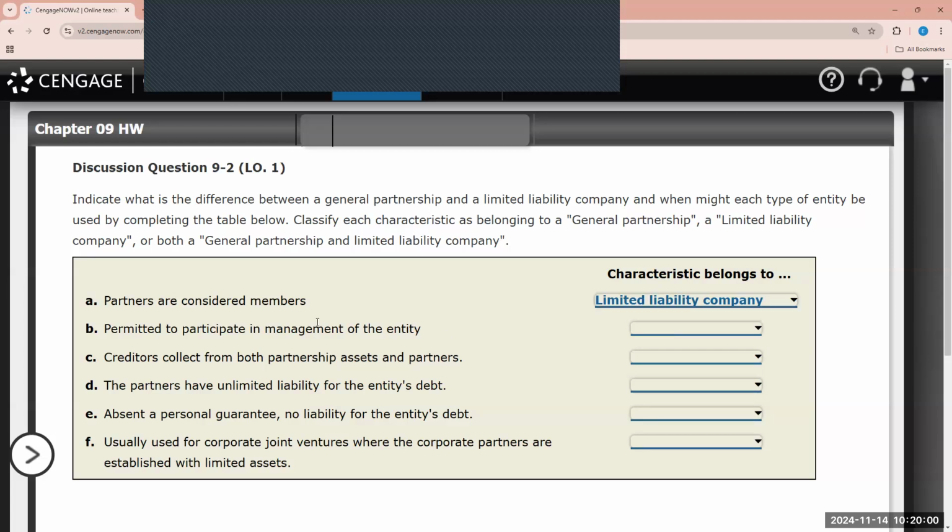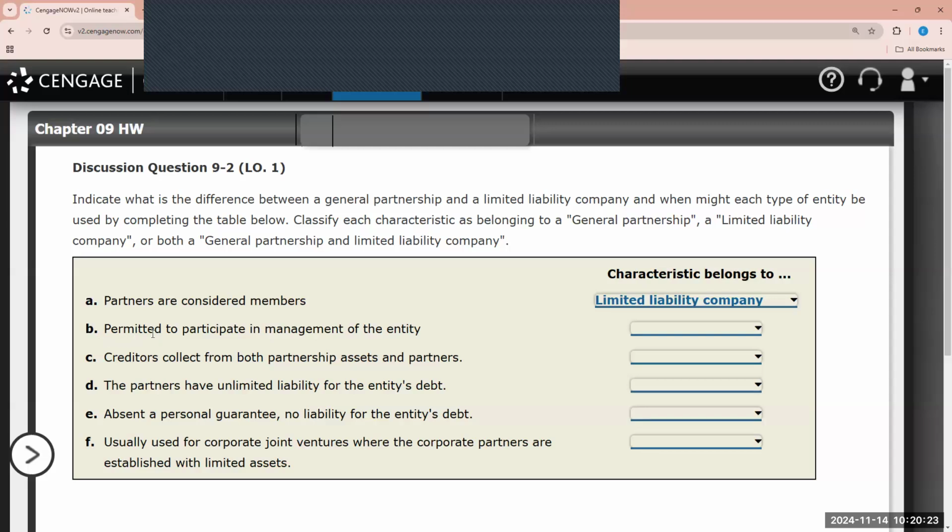And the reason being is because if you have a single member LLC, it's similar to a sole proprietorship. However, there's limited liability protection. And then when there's more than one individual, if there's no LLC, it would be a partnership. But under an LLC, it's called a multi-member LLC. So we move on to B.